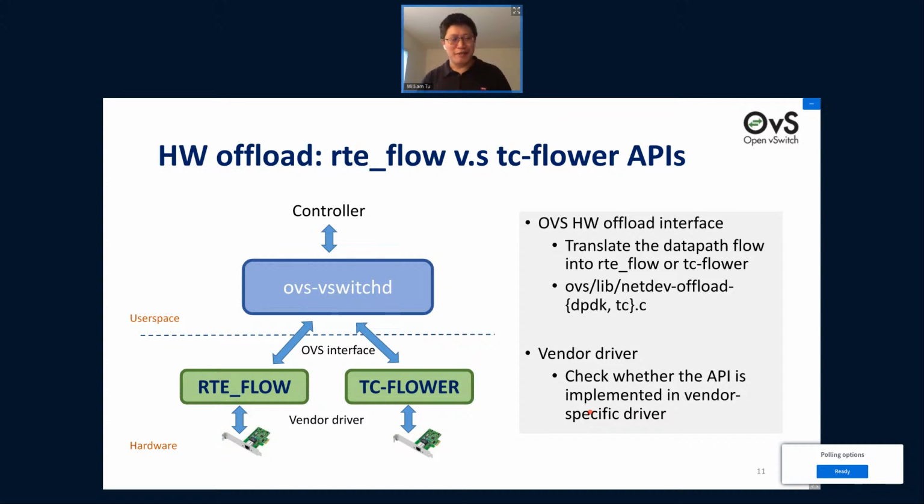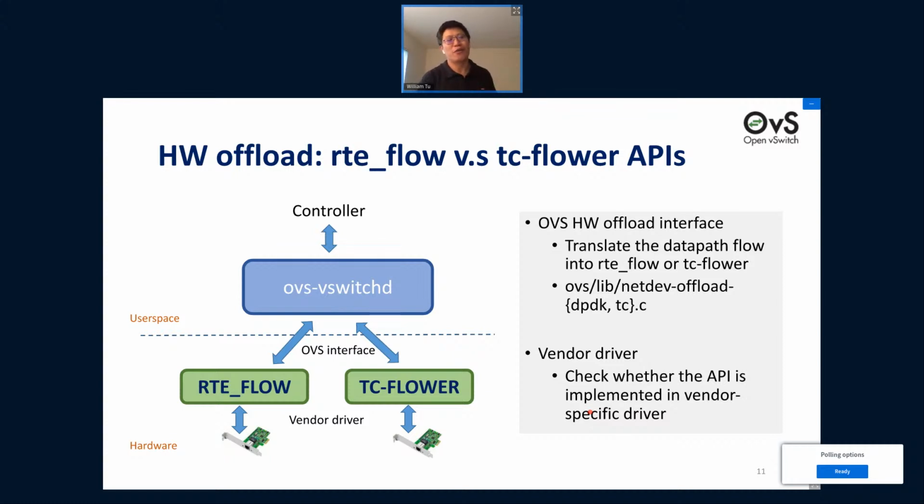So first we want to compare these two offload mechanisms, rte_flow and TC flower. From the OVS side, ovs-vswitchd is just doing the policy conversion from the OpenFlow rule to the OVS data path flow. It will translate into its own flow format, and then depending on what API you want to use, for example rte_flow, OVS will translate this OVS data path flow into the format that rte_flow requires.